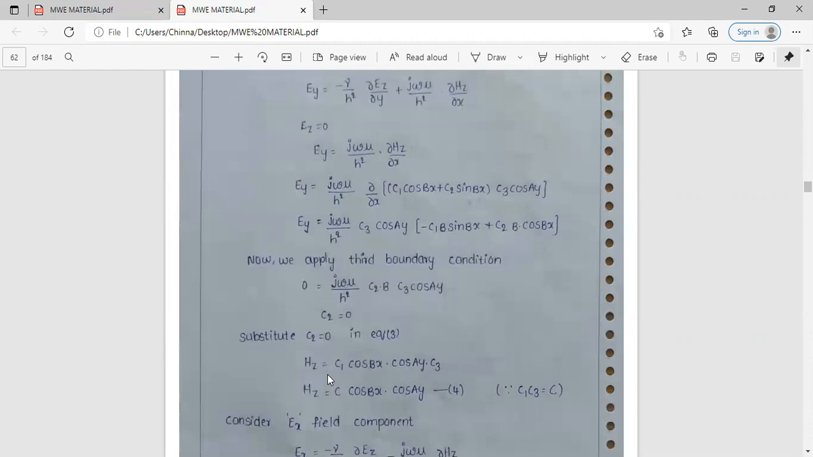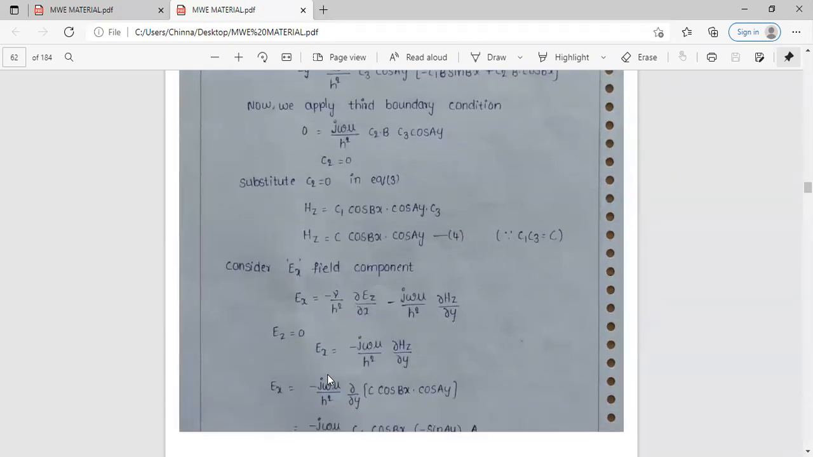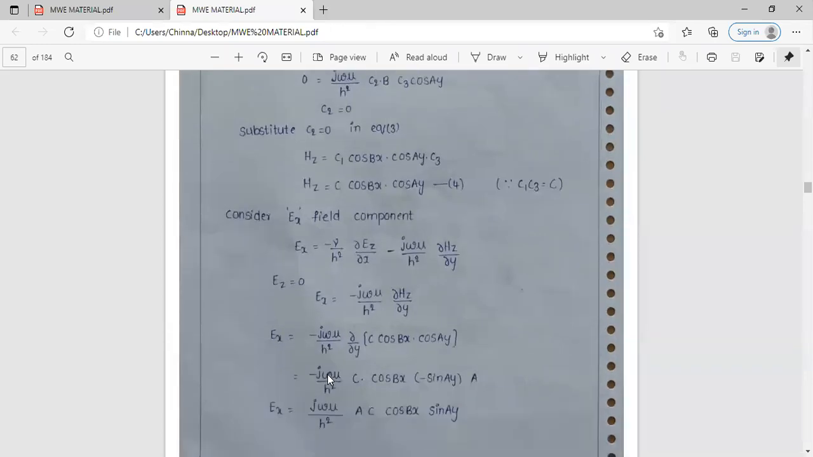Substitute c2 is equal to 0 in equation 3. Then Hz is equal to c1 cos bx cos ay into c3. So you can substitute c1 c3 is equal to c. Then we can obtain that Hz is equal to c into cos bx into cos ay. This is equation number 4. Now consider the Ex field component, and substitute Ez is equal to 0 in the field component.